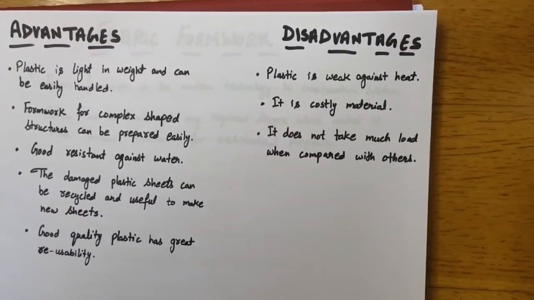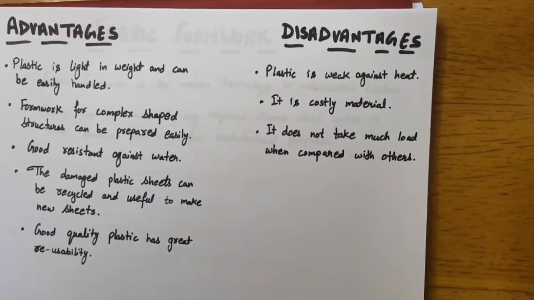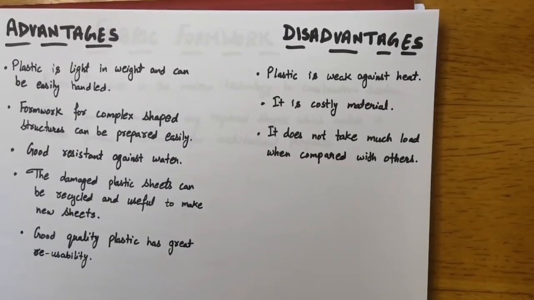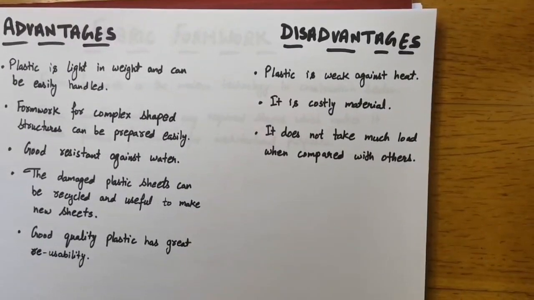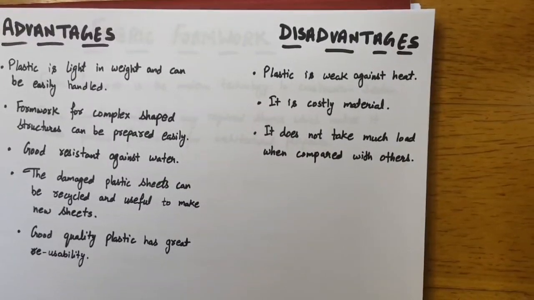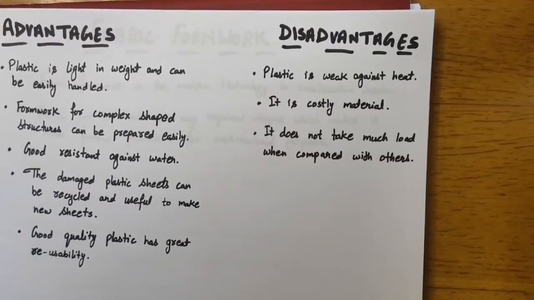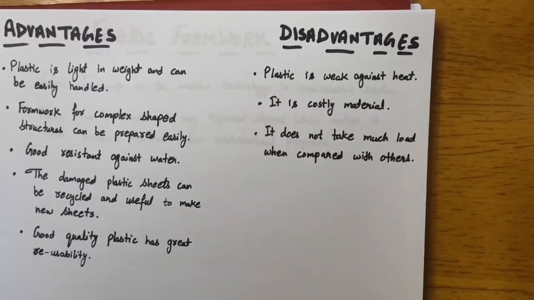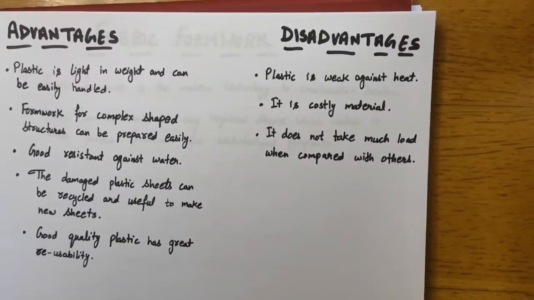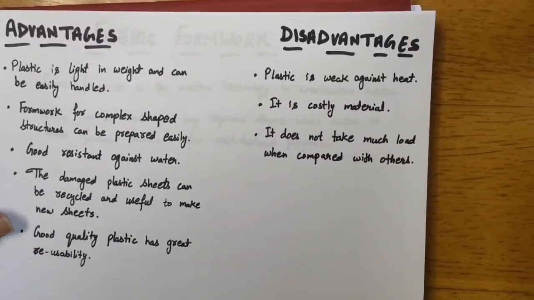The disadvantages are as follows. Plastic is weak against heat. So if the weather is too hot, they get deformed. So they cannot sustain that much heavy load. It is a costly material. It is very costly. It does not take much load when compared to others. So as compared to the other kinds of formworks that we have already discussed, it cannot take that much live load or dead load.